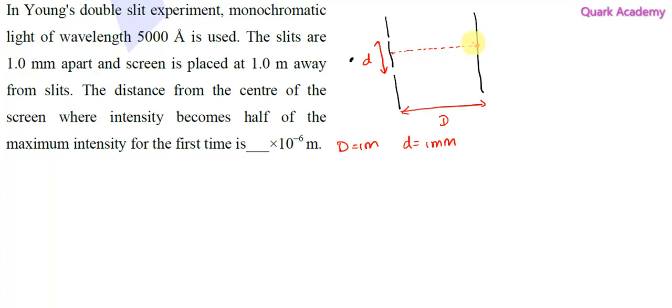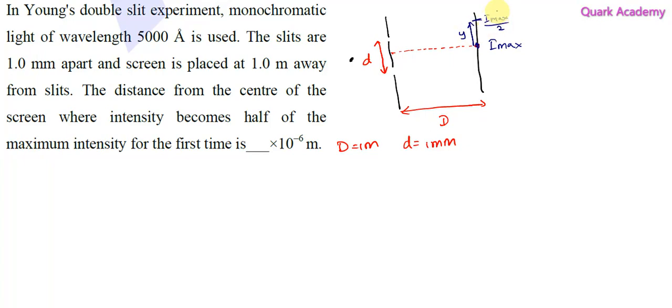At this point, we'll get maximum intensity because the path difference is 0 at this point. When the path difference is 0, we'll get constructive interference. So we'll get a maximum intensity here. Let's consider the intensity at this position is I max. Now, at y distance from this point, we are getting an intensity that is I max by 2.